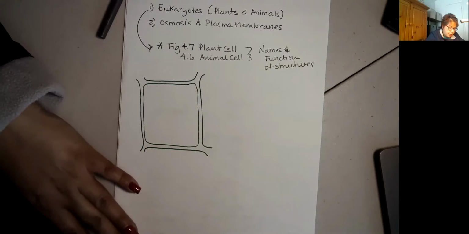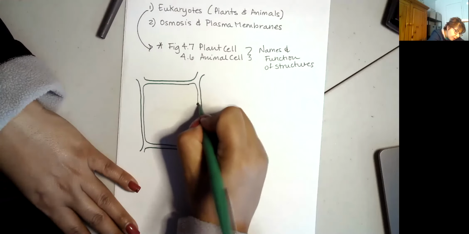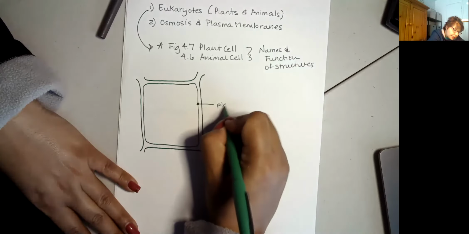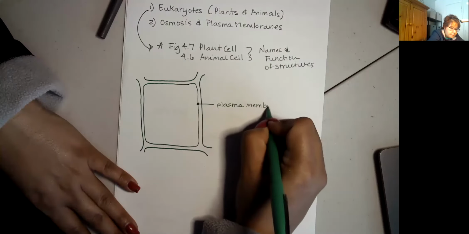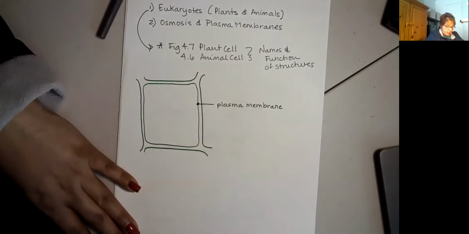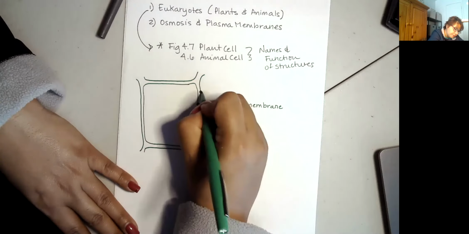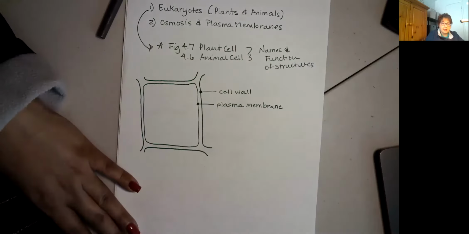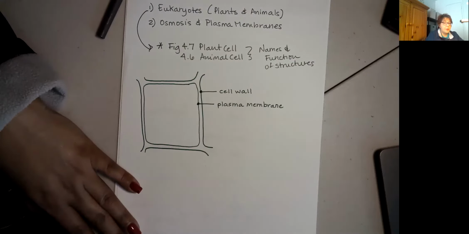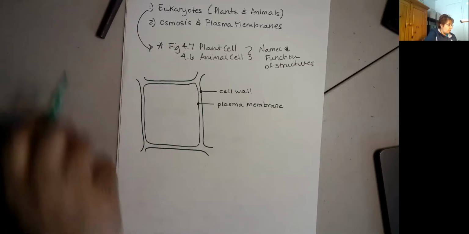The first structure I'm going to label is that square on the inside. That is my plasma membrane. And then just outside of the plasma membrane is the cell wall. So one big difference between plant and animal cells right off the bat is that plant cells have a cell wall.